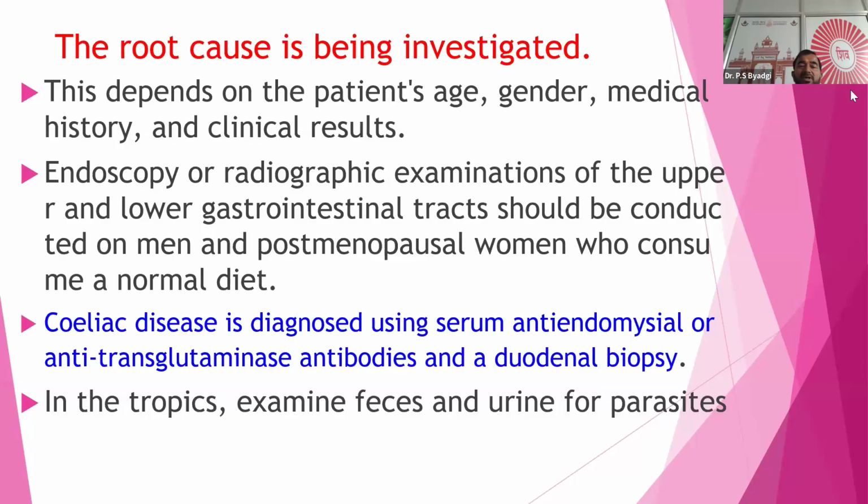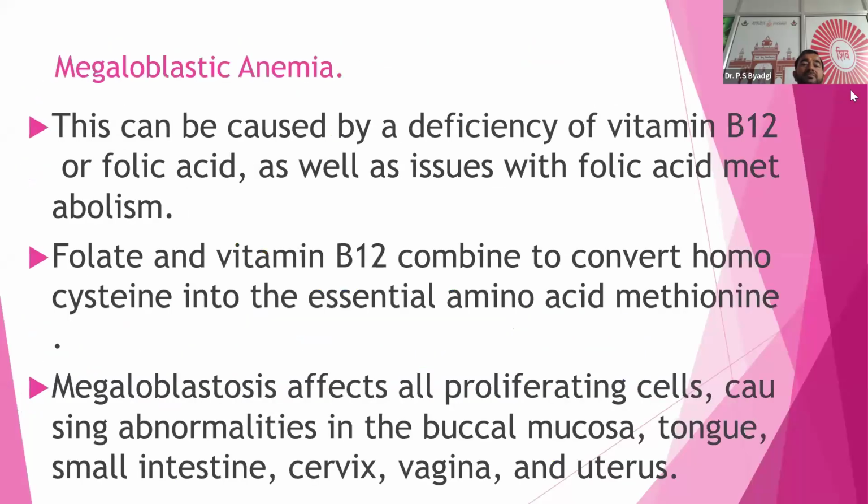Radiographic examinations of the upper and lower gastrointestinal tract should be conducted in both men and postmenopausal women who consume a normal diet. In certain individuals, celiac disease is diagnosed using the serum anti-endomysial or anti-transglutaminase antibodies and a duodenal biopsy. In the tropical countries, it is very, very important to go for an occult blood test and the urine for parasites. Both stool and urine you should examine for parasites.